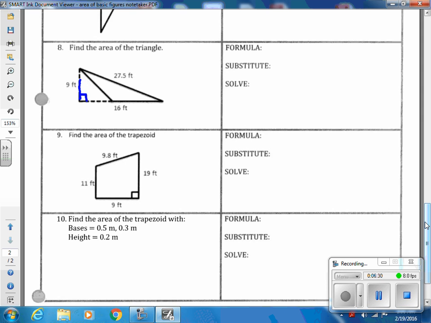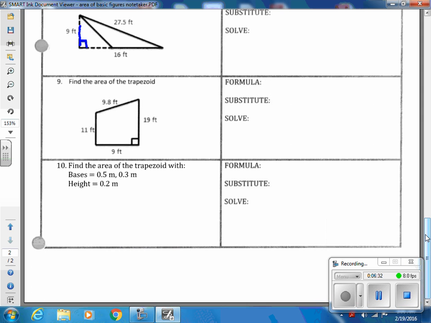The last two problems are the trapezoid, and a trapezoid has one set of parallel sides. The other two sides are not. Sometimes they're turned sideways and sometimes they are sitting straight up. So for number 9, this is a trapezoid, as well as number 10. I will do number 9 with you, and then I'll let you try number 10 on your own. And again, you will get these formulas on your formula sheet that I give you in class next time. But for today's purposes, I'm giving you the actual formula.